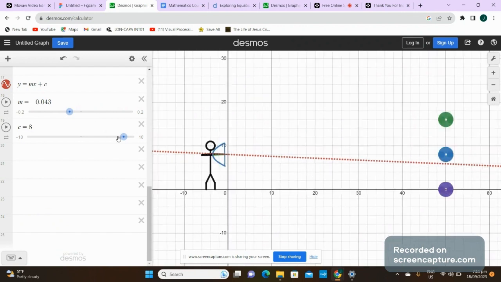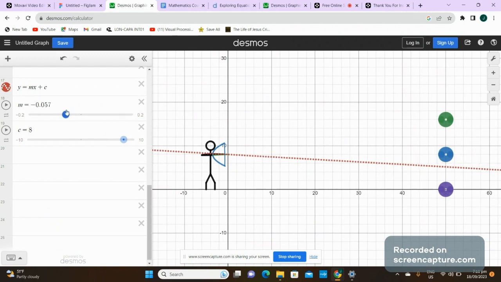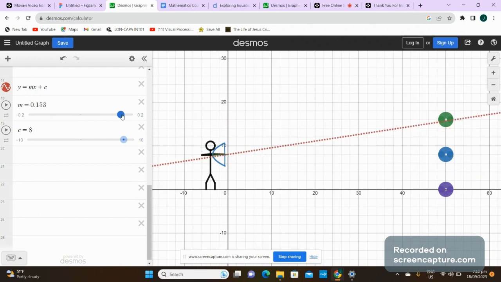Obviously I could change it. It would go lower or higher. I'm going to leave it at 8. If I can get it on, there we go. And so now if we change the slope, we can see it moves the arrow up and down at our targets. So for our green target, we're going to align it as close as possible. And we see that the slope, the m value, needs to be about 0.16 for it to hit the target.